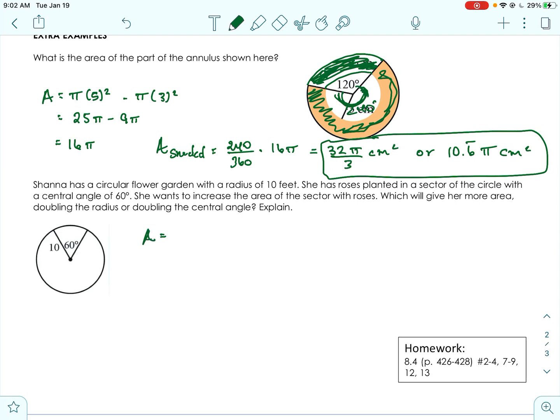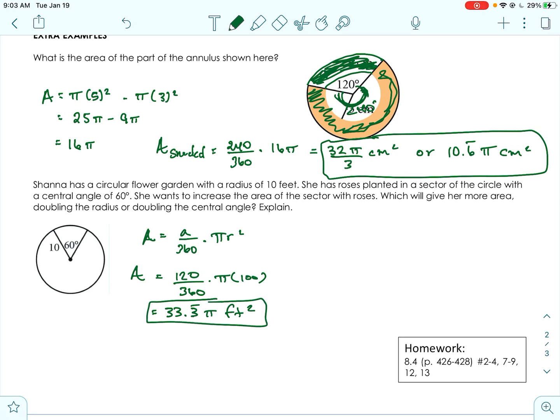So the area of this sector, again, is A over 360 times pi r squared. So the question is, should we double the radius or should we double the central angle? It tells us the central angle is 60, so if we doubled that, you'd have 120 over 360 times pi times 100, because 10 squared is 100. So that would give us 120 times 100 divided by 360. That gives us 33.3 repeating pi square feet. Okay, so if we double the central angle, that is our new area.